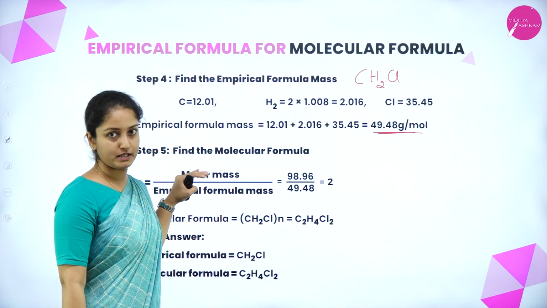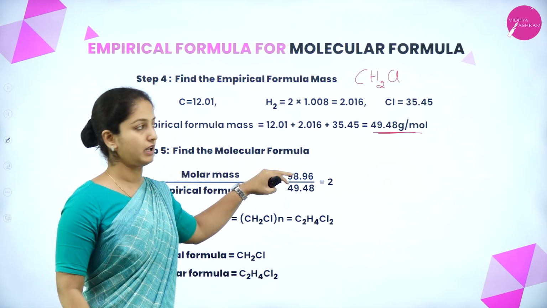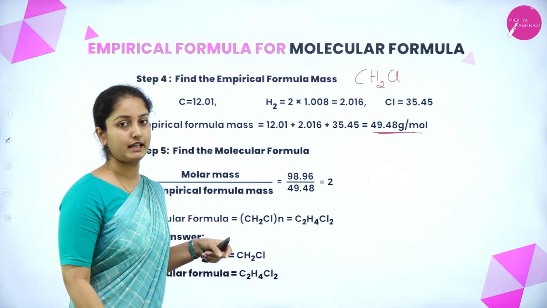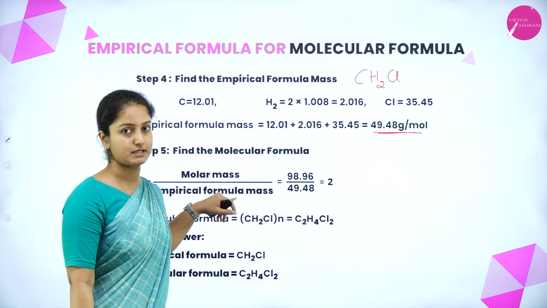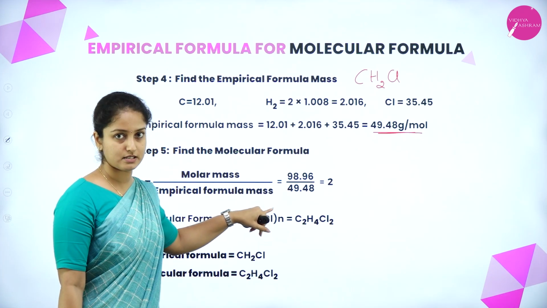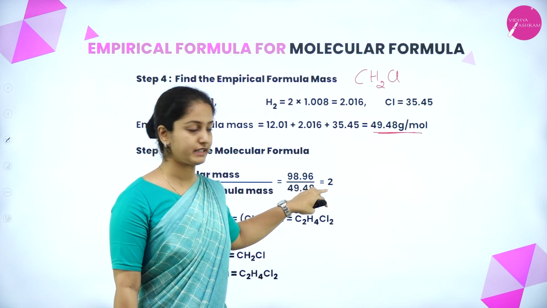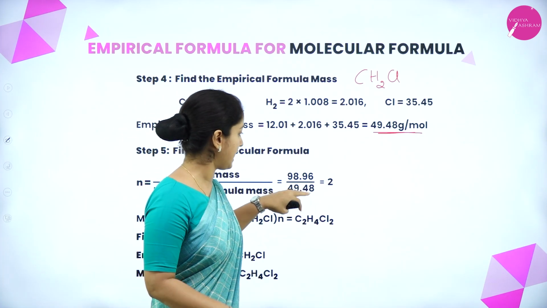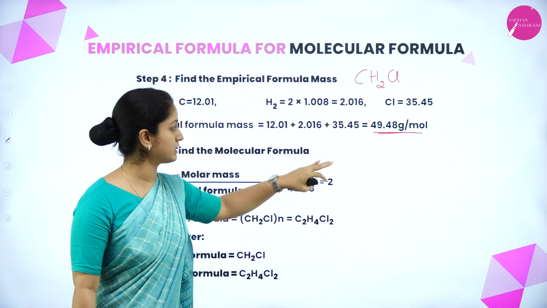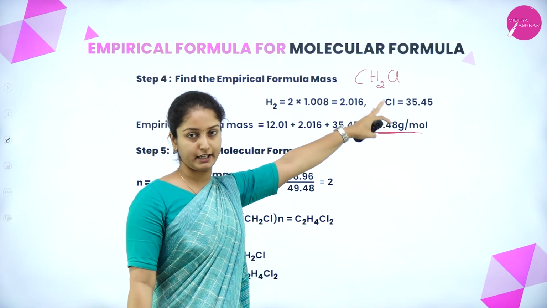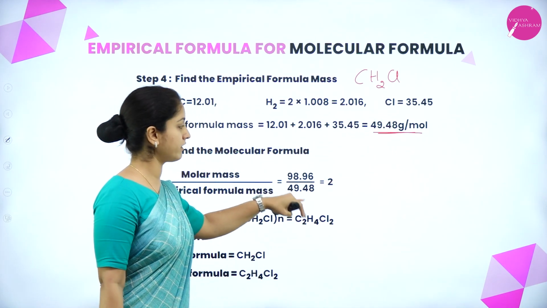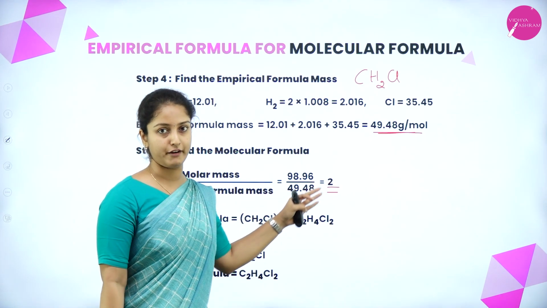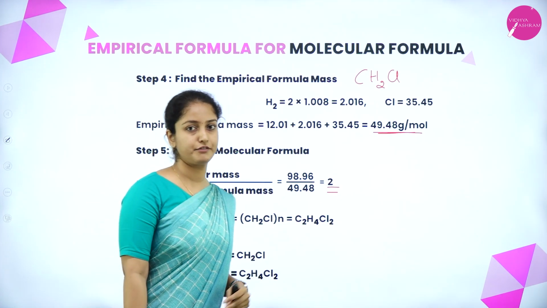Then the fifth step is to find the molecular formula using the empirical formula. So, the formula to calculate is n equal to molar mass by empirical formula mass. So, the molar mass of the compound is 98.96 gram per mole, which was given in the question, and divided by 49.48 gram per mole for CH2Cl. So, upon dividing, we get the number 2. So this is the number that we have to multiply with the empirical formula.